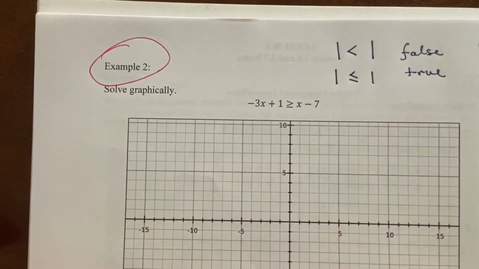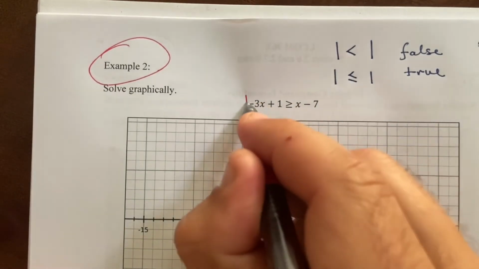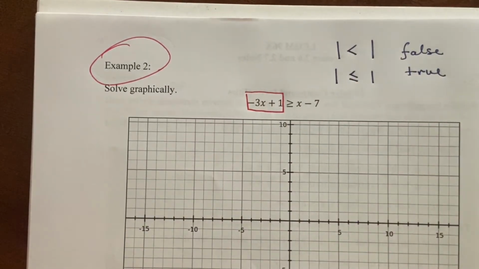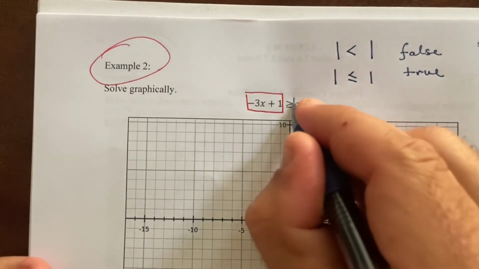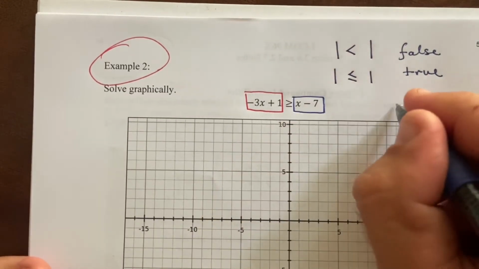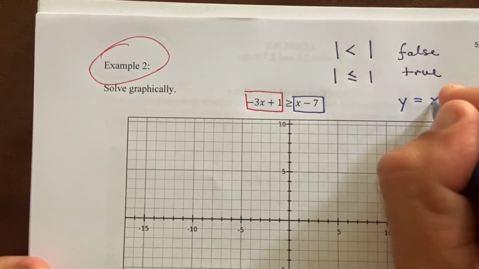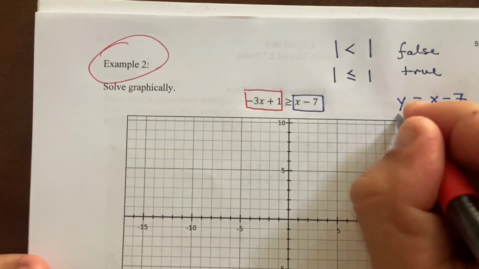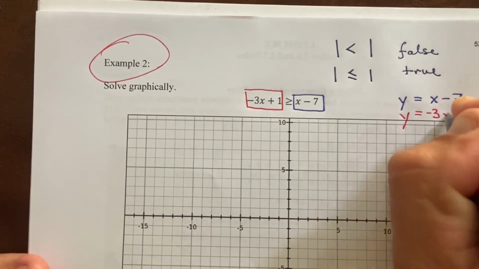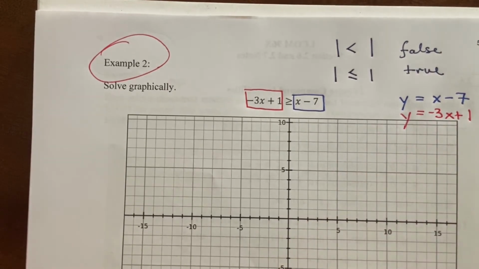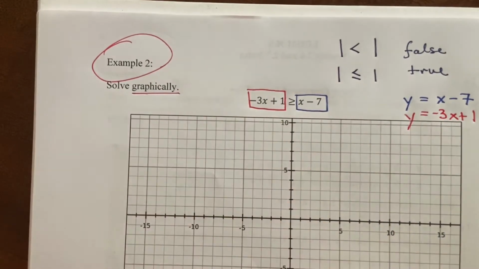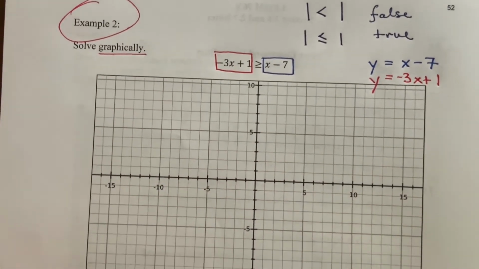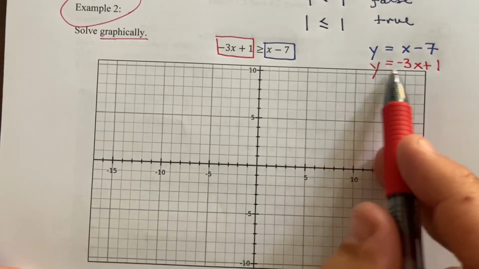Okay, so for the purposes of this problem, I'm going to graph this piece in red, and then I'll graph this piece in blue. So what I mean by that is I'll have y equals x minus 7 as one of my pieces, and then I'll have y equals negative 3x plus 1 as the other piece. And we're doing this graphically. So to graph those, I'll graph this red one first.